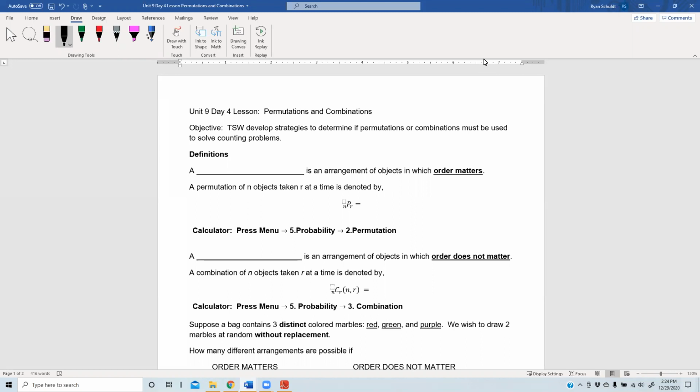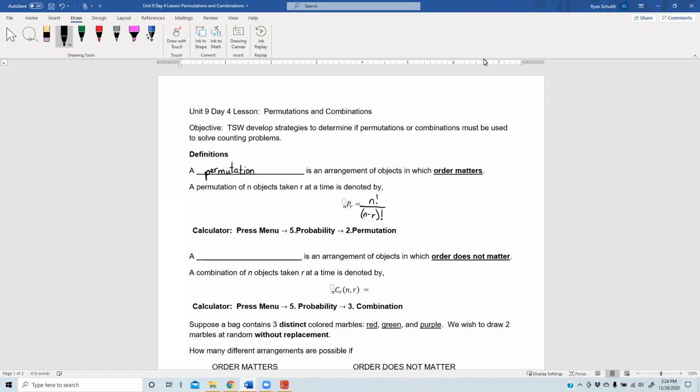So let's recall our definitions. A permutation is an arrangement of objects in which order matters. So if you got selected for president, that would be different than you being selected for vice president. Order matters. A permutation of n objects taken r at a time is denoted by nPr, where that's equal to n factorial over n minus r factorial.